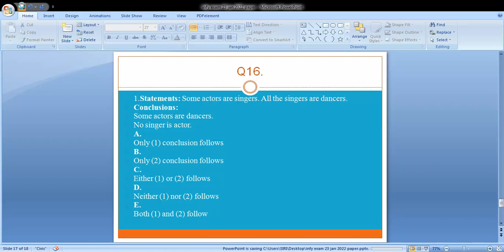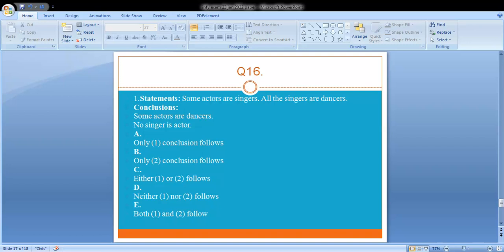Statement, syllogism question. Some actors are singers, all the singers are dancers. Some actors are singers, and actors and singers are overlapping. All the singers are dancers. These are the statements given. Let us see the question now. Conclusion: some actors are dancers. If you see the diagram, some actors are dancers follows.